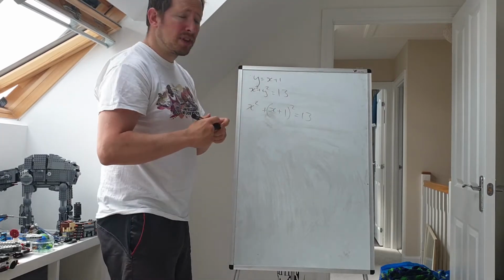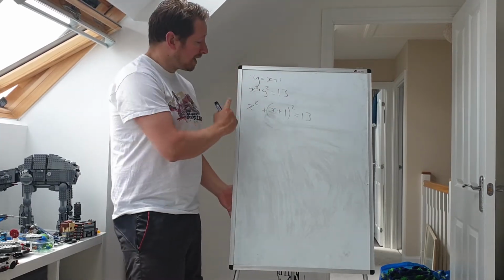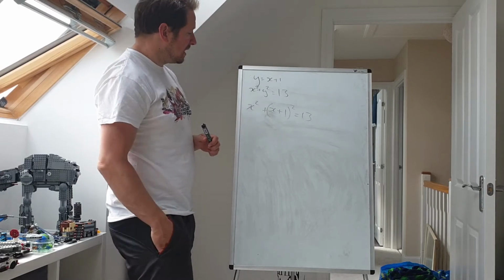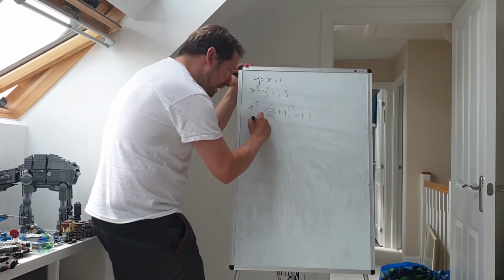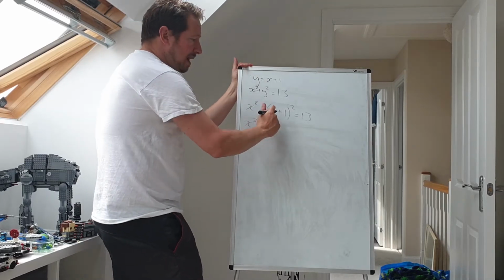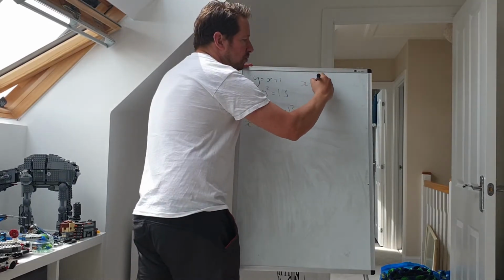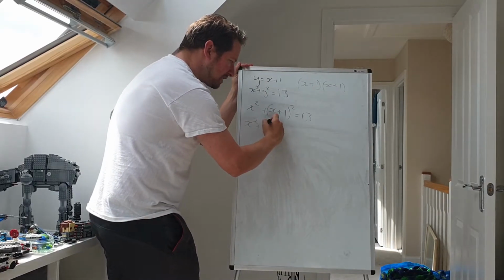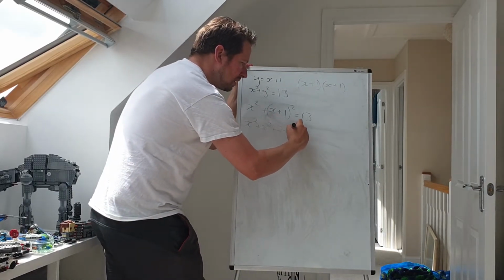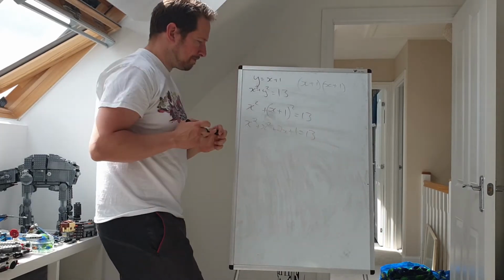Now by doing that, what we've done is we've made just one variable. We've just got one letter to figure out now, which is x. So then we need to expand these brackets, which hopefully by now you should be pretty good at. If we expand these using two brackets, x plus 1, using the smiley face method, we should get x squared plus 2x plus 1 equals 13.